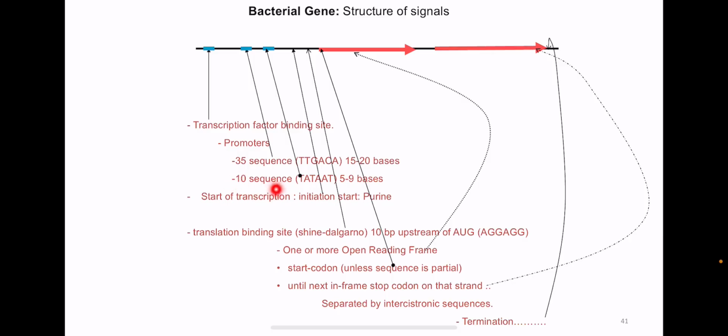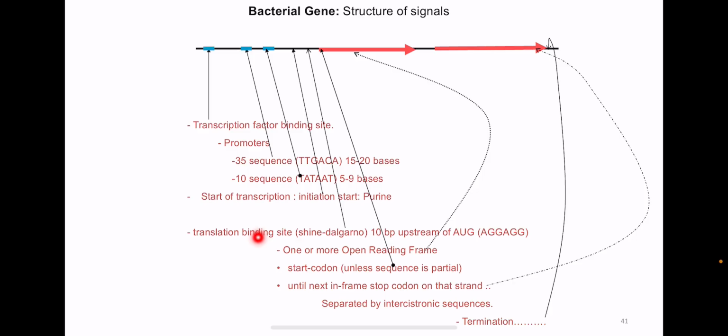It's called a negative 10 sequence. Okay, and that is it. The TATA box is made of about 5 to 9 bases. So the negative 35 sequence and negative 10 sequences are upstream of the gene. I'm not sure if you will come across a positive one, but if you do, that means they are found downstream of the gene.